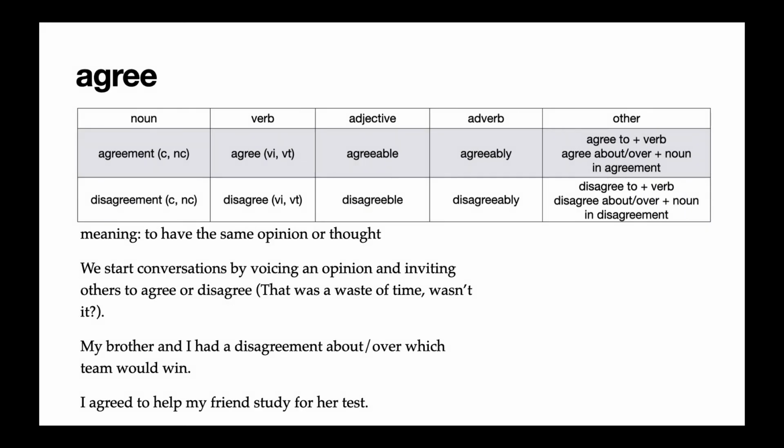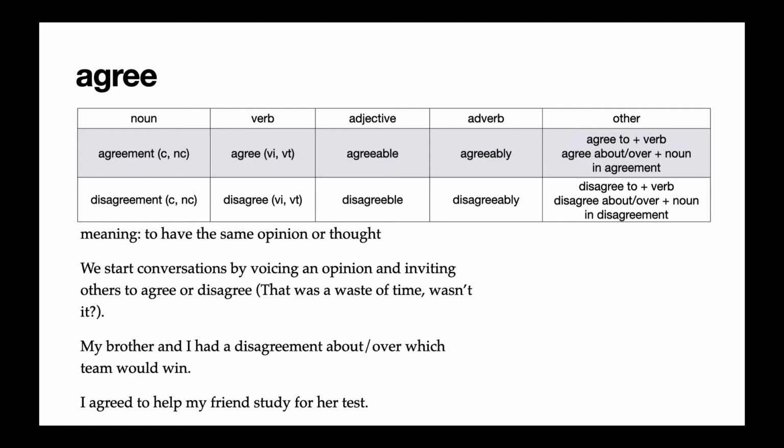Next, we have the verb agree. And in this chart, I also wrote the verb disagree, which is the opposite. Now, agree means to have the same opinion or thought as someone else. So disagree means you don't have the same opinion or thought. Both of these words have complete word families. Like in the reading, we said, we start conversations by voicing an opinion and inviting others to agree or disagree.